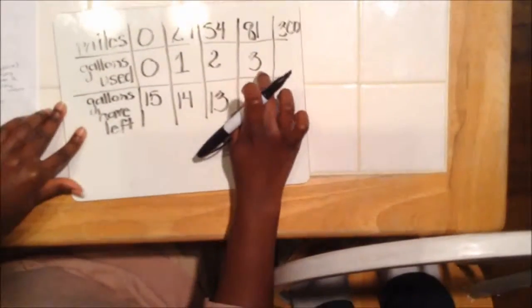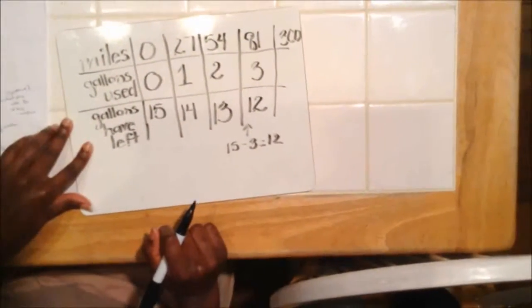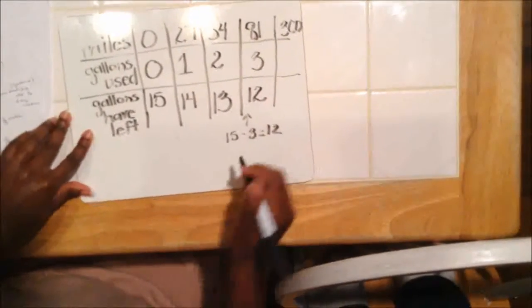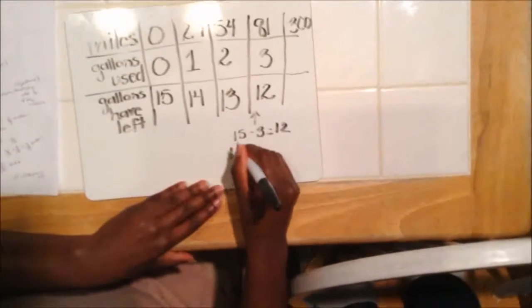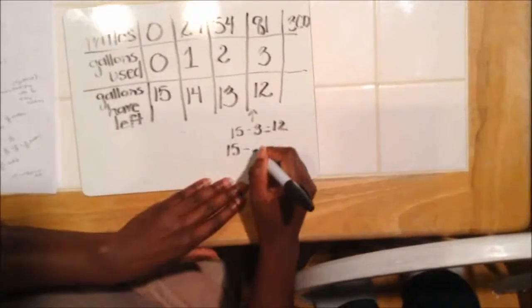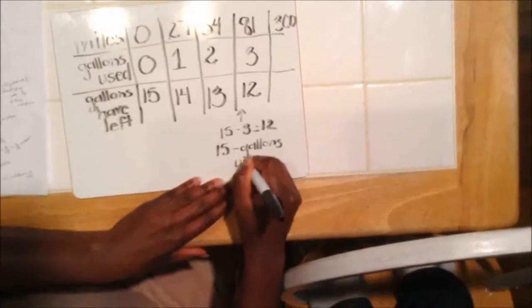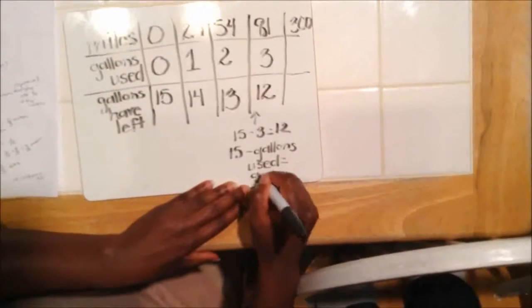The 3 is the amount of gallons that I've used. So I know that if I want to figure out how many gallons I have left over, I've got to do 15 minus the amount of gallons that I've used. And that is going to give me how many gallons I have left.